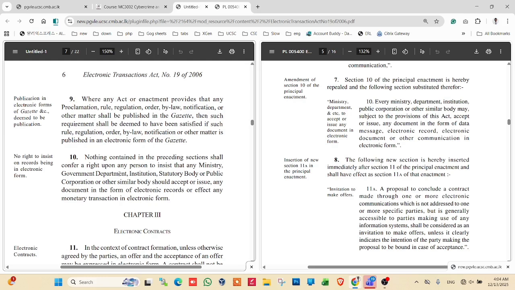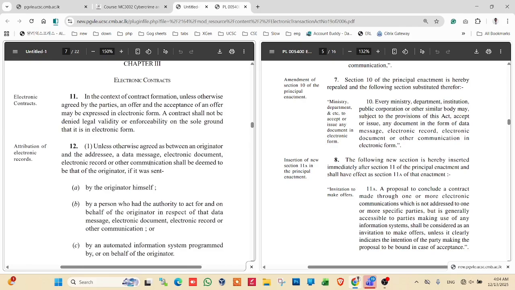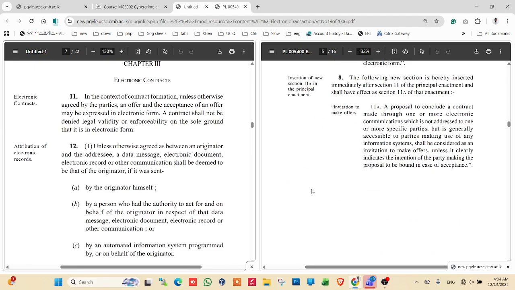Okay, then we move on to chapter 3, electronic contracts. Before we go to electronic contracts, what is a contract, by the way, guys? How does a contract work? Contract is an agreement. Two or more people. So you have, okay, we'll start with that. We have a contract. We have two or more people. Okay, then what else? Time period. Okay, time period.